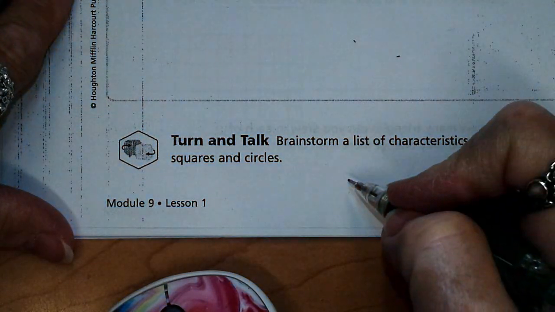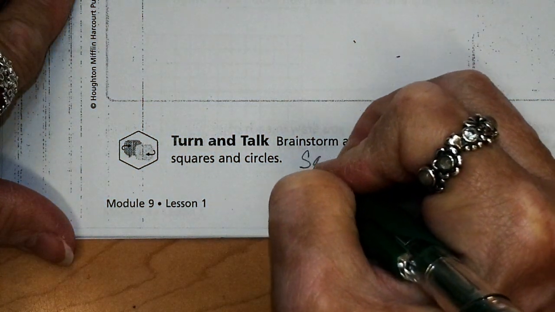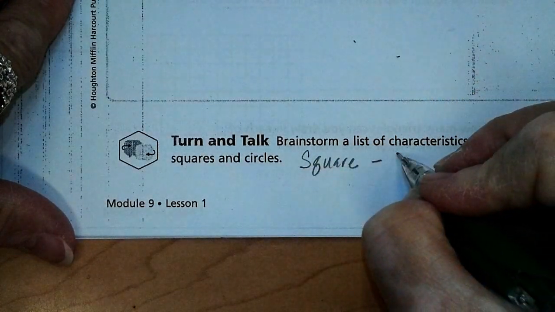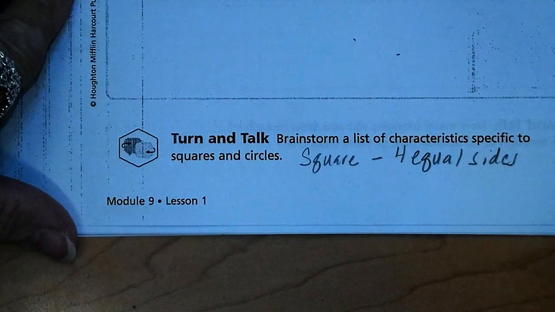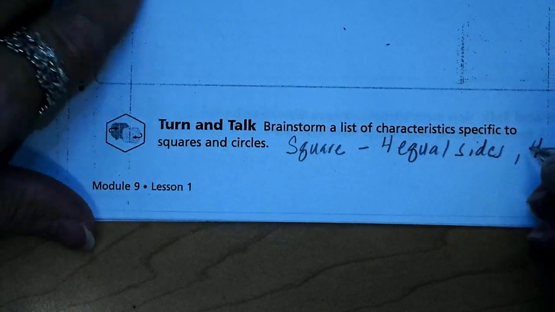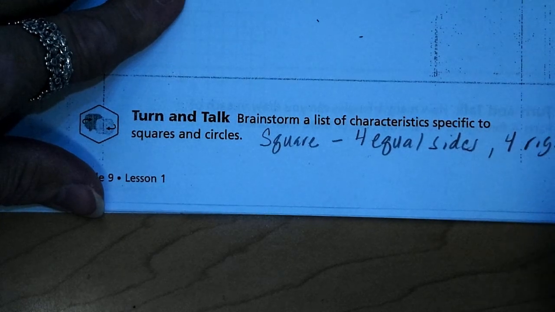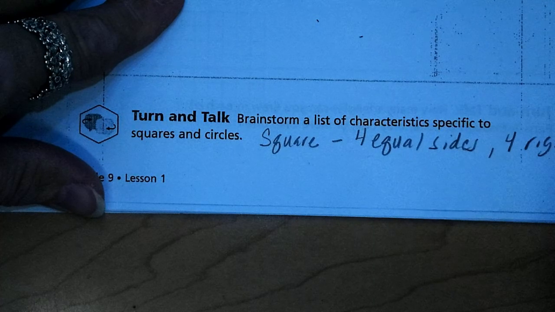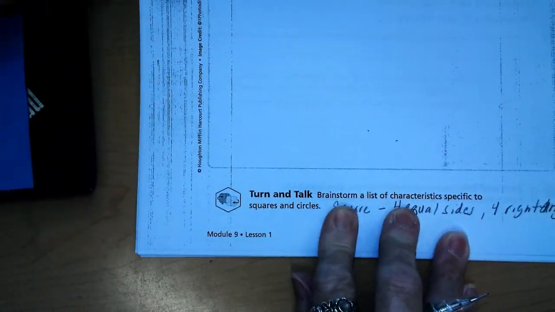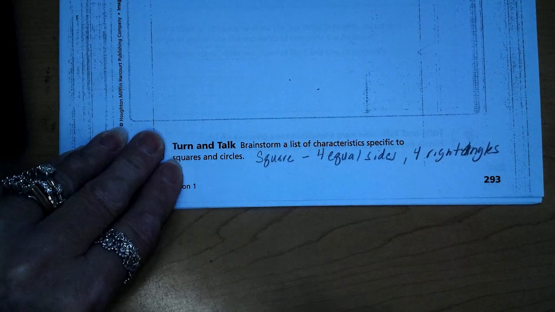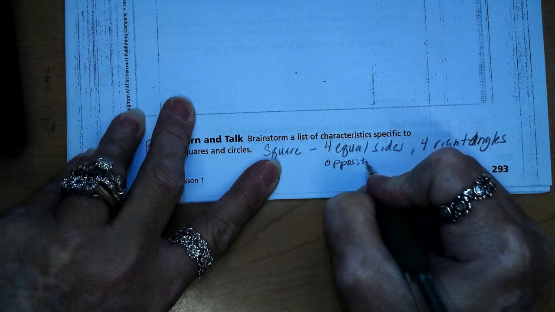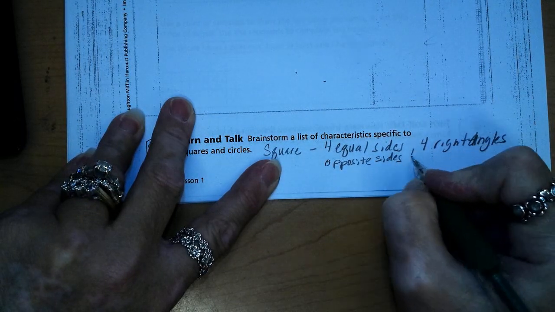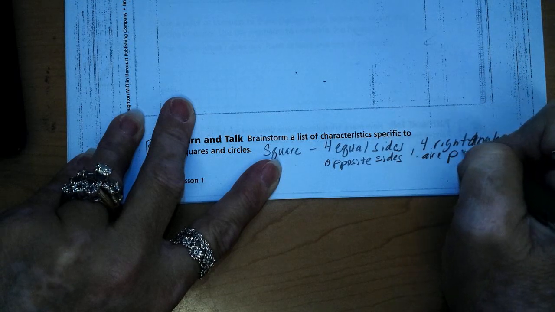Okay, so a characteristic is something specific to that item. So if we're looking at a square, we know we have 4 equal sides. We also know we have 4 right angles. Right? So 4 equal sides, 4 right angles. We also know that the opposite sides are parallel.